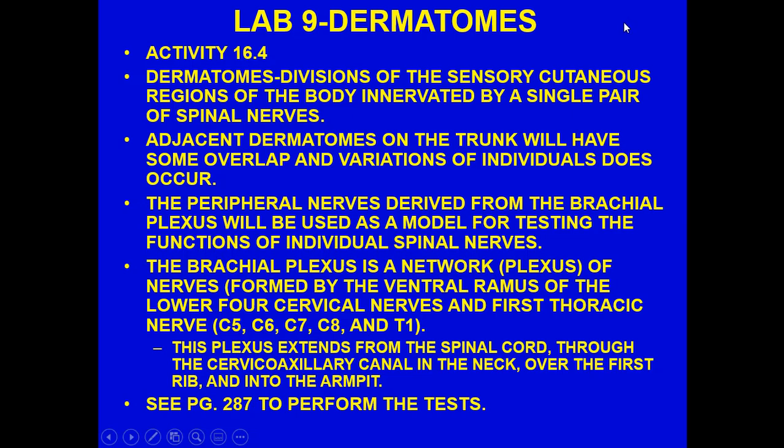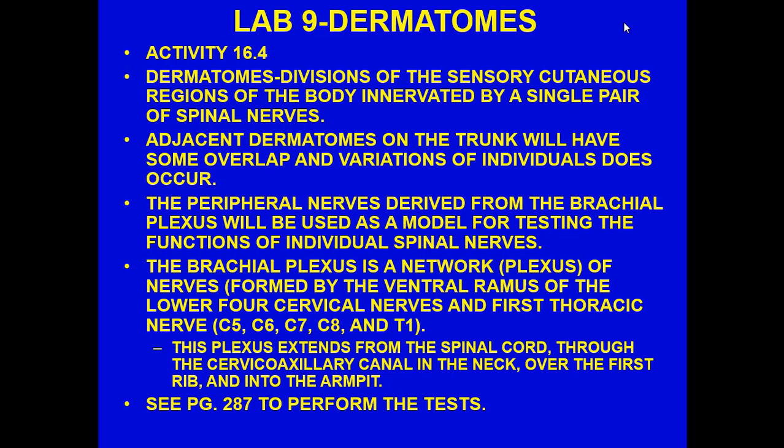Now we have to talk about the sensory cutaneous regions of the body. This is where we get into dermatomes. These are the sensory cutaneous regions of the body innervated by a single pair of spinal nerves. Adjacent dermatomes on the trunk will have some overlap, and variations among individuals do occur. The peripheral nerves are derived from the brachial plexus. They will be used as a model for the testing of functions of the individual spinal nerves.